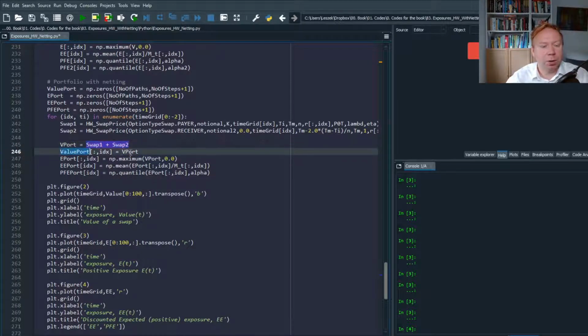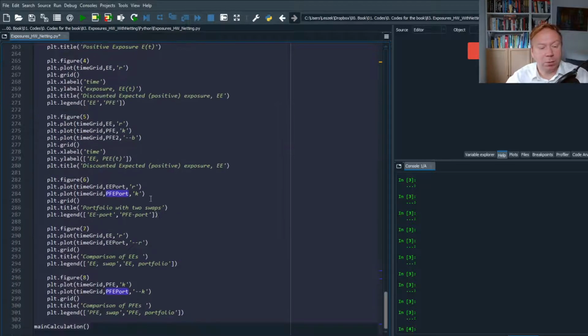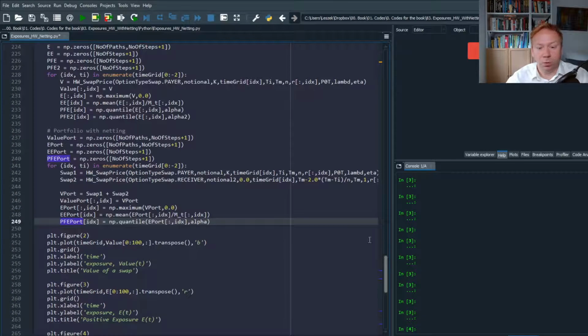We store the value of the portfolio. We calculate here the exposures, positive exposures of that portfolio at given time ti. And now here we calculate discounted expected exposures from the portfolio. And at the end, we also do the quantile. Here, actually, I'm just doing the quantile for the regular one without this 1% quantile. And at the end, we will show some numerical results.